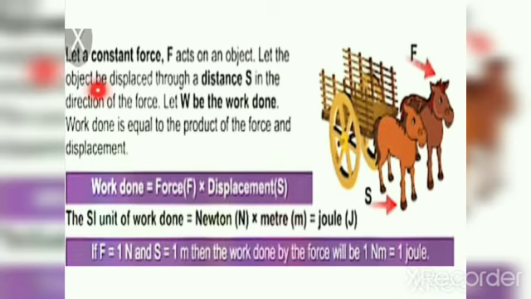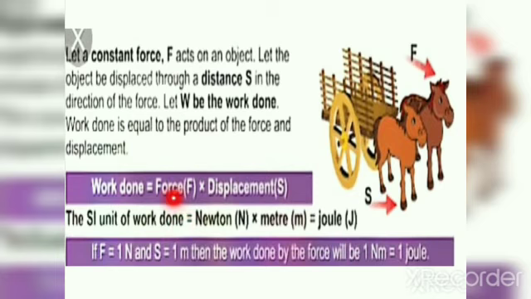Let a constant force F act on an object. Let the object be displaced through a distance S. The force F moves it through a distance S in the direction of force. Let W be the work done. So the work done is equal to the product of the force and displacement. Work done equals force multiplied by displacement.